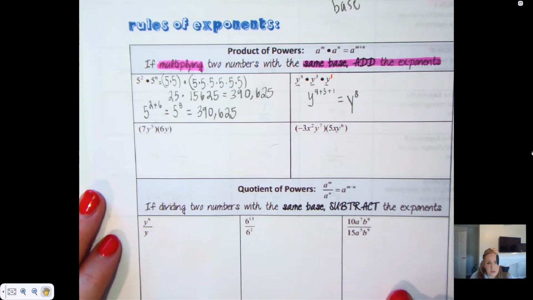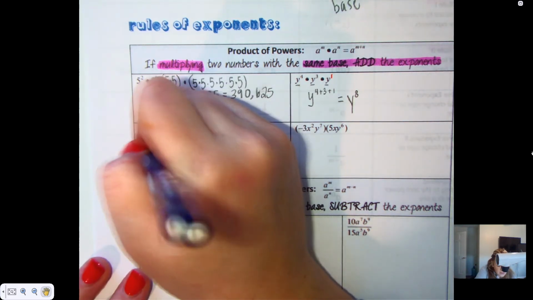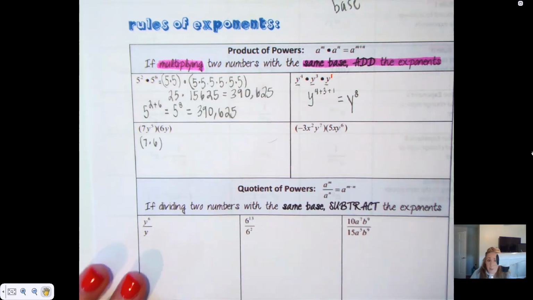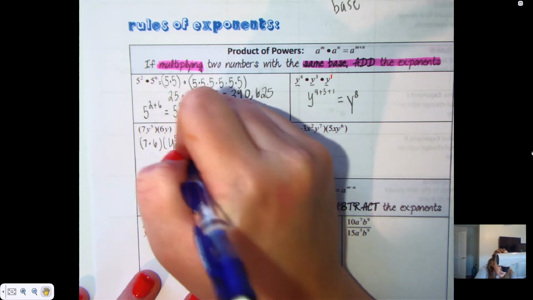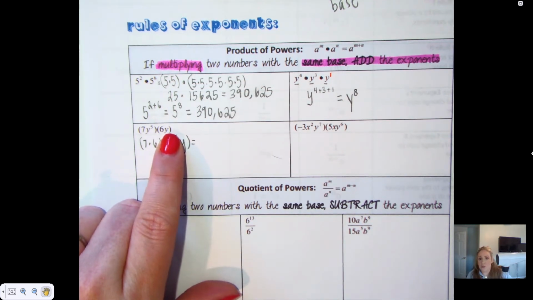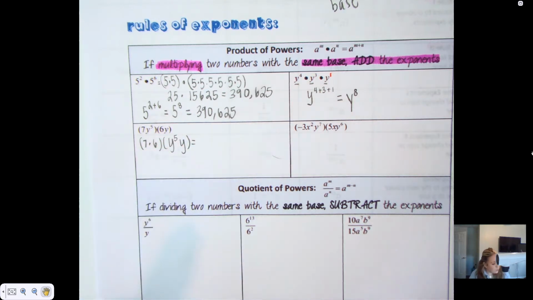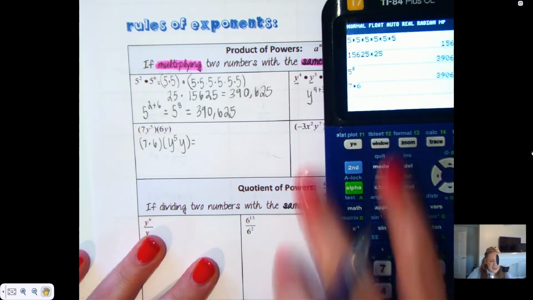Alrighty, so now we're just going to get a little bit more complicated and throw numbers into the mix, but don't worry, the numbers go with the numbers and the letters go with the letters, just like we would be solving. So I'm going to first have 7 times 6. I'm going to put the numbers with the numbers, and then I'm going to have y to the 5th times y. Because remember, parentheses means multiplication, okay?